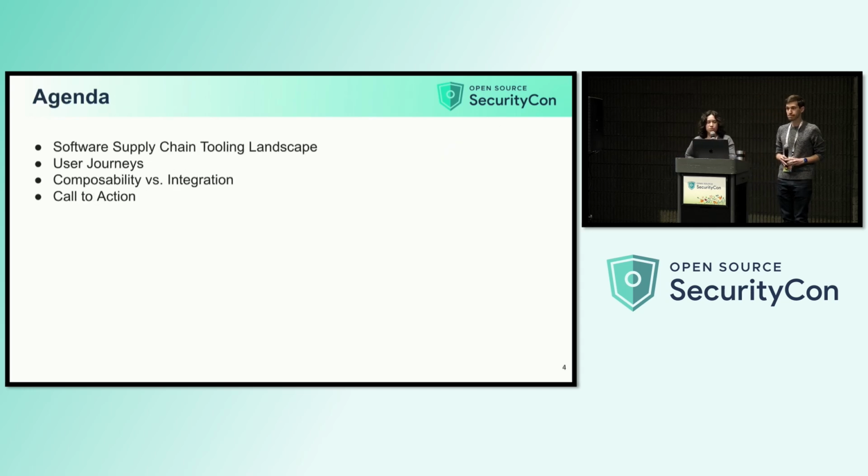So we'll be covering 4 main topics today. I'm going to start with an overview of the software supply chain tooling landscape, what that looks like, and several problems that we've observed in the last several years. Then we're going to talk about user journeys, especially around using tools, adopting tools, and what sort of challenges come up there. Then we'll talk about our notion of composability and integration, and what that means, and we'll end with a call to action.